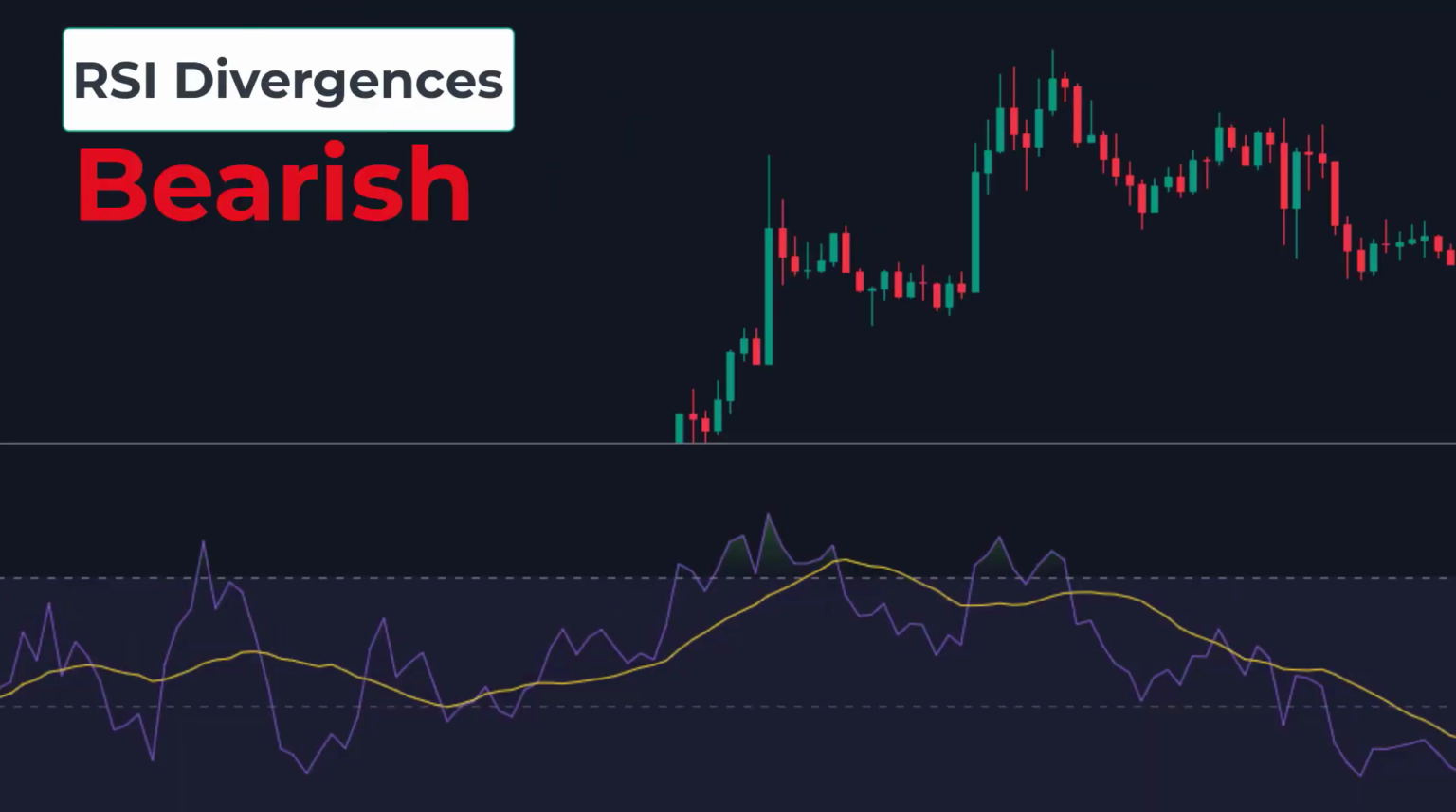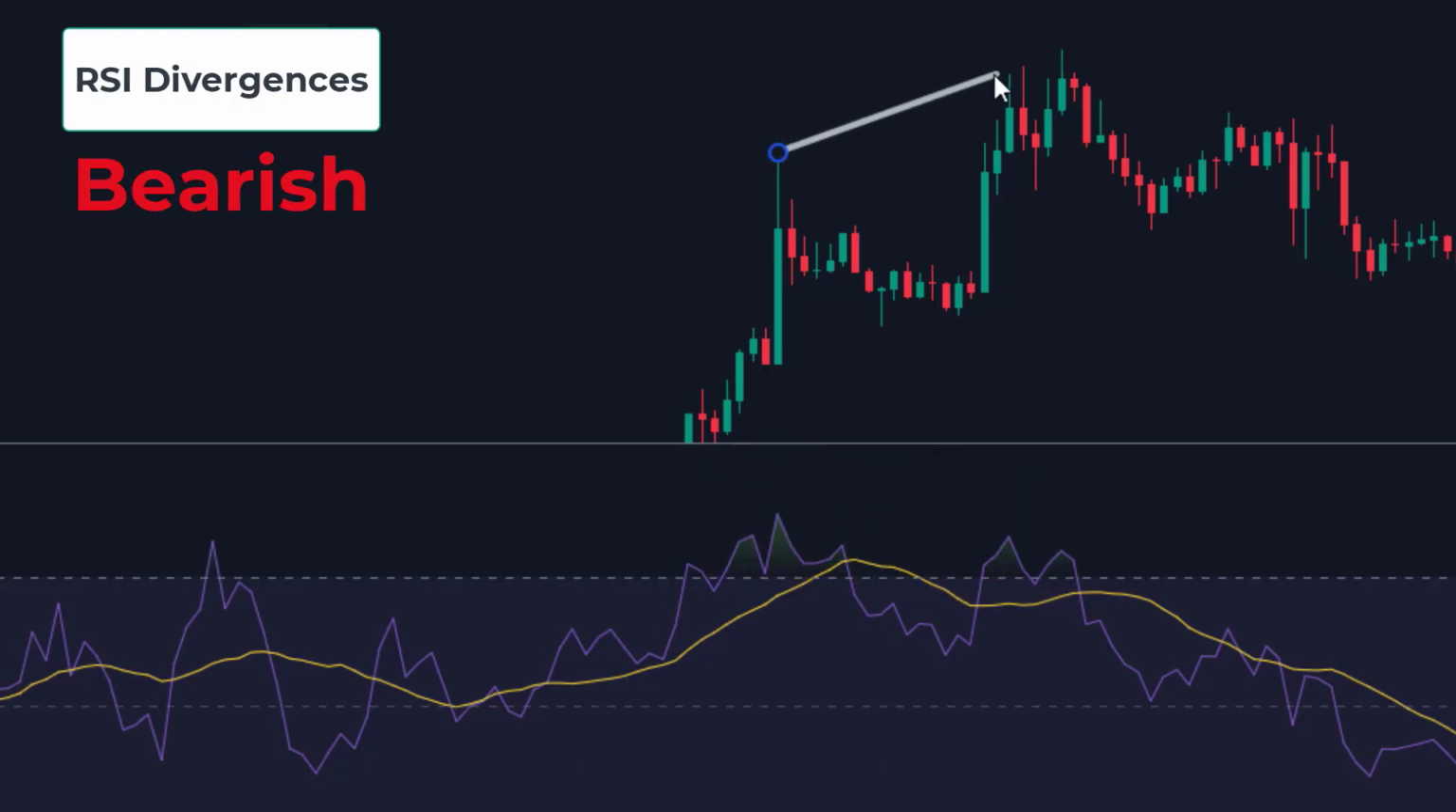Now let's look at a bearish RSI divergence. In a bearish divergence, price makes a higher high, but RSI makes a lower high. Price is going up, but buying pressure is weakening. These RSI concepts work well on 1-hour and 4-hour charts. Personally, I use RSI mostly on the 1-hour chart.